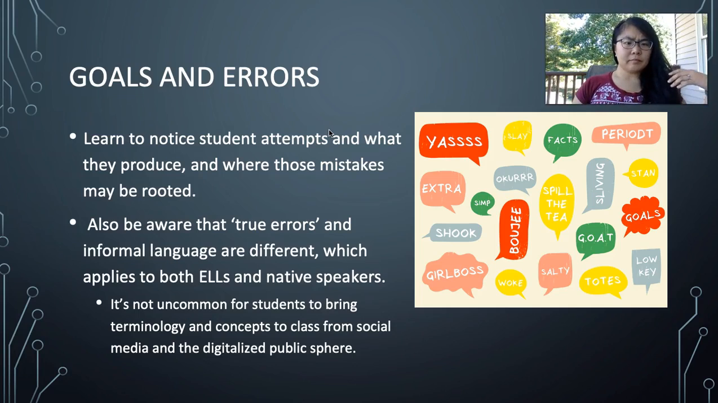So being aware that true errors and informal language are different. If a student always pronounces gonna, I'm gonna do this, I wanna do that, you may consider that a true error if you are more of a prescriptivist, versus you may think that's fine. As long as your students know that gonna and wanna are informal language, that might be a descriptive grammar approach.